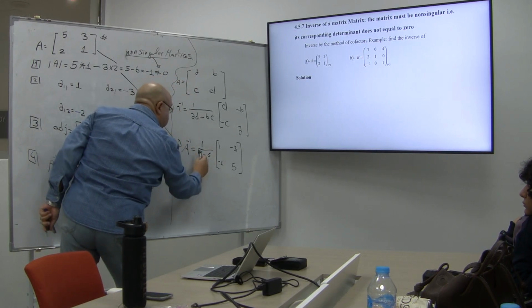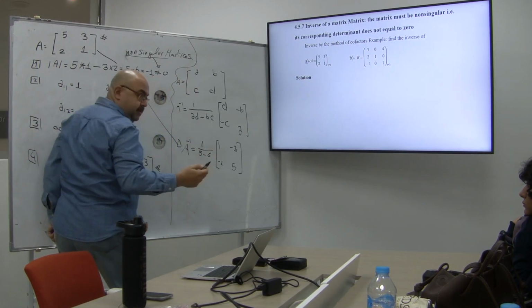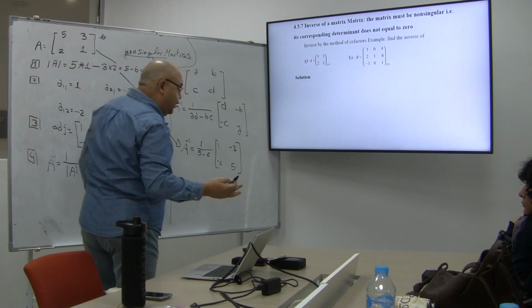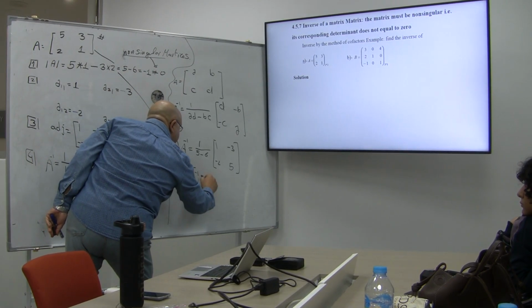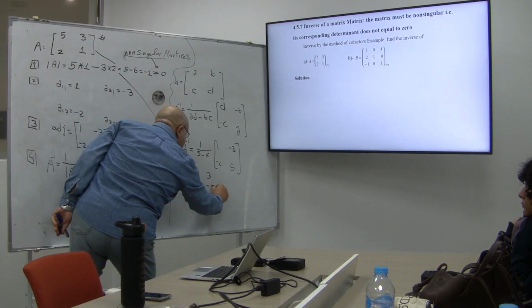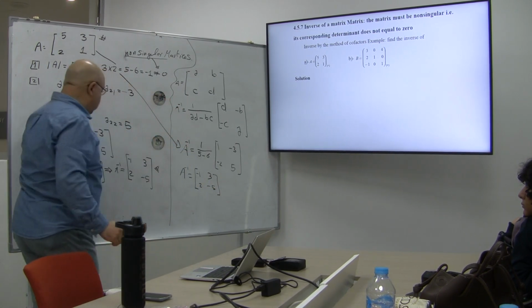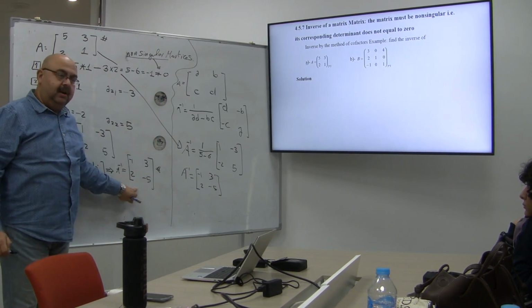Do the multiplication. This is going to be 1 over negative 1, which means you will multiply all the elements by negative 1. So simply, A minus 1 will be negative 1, 3, 2, and the negative 5. Look at these two matrices. They are exactly the same.